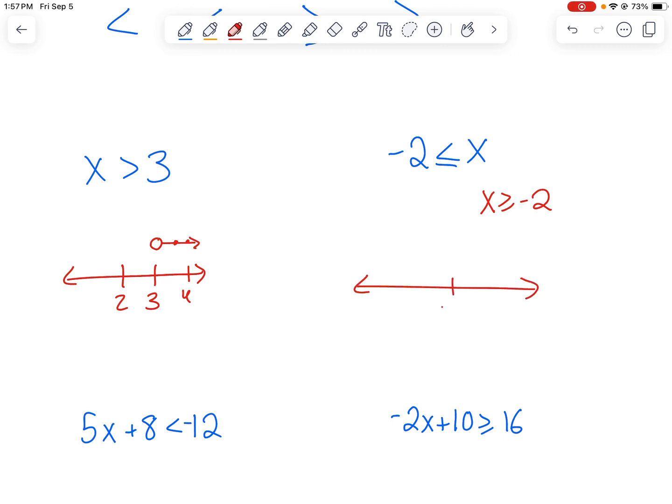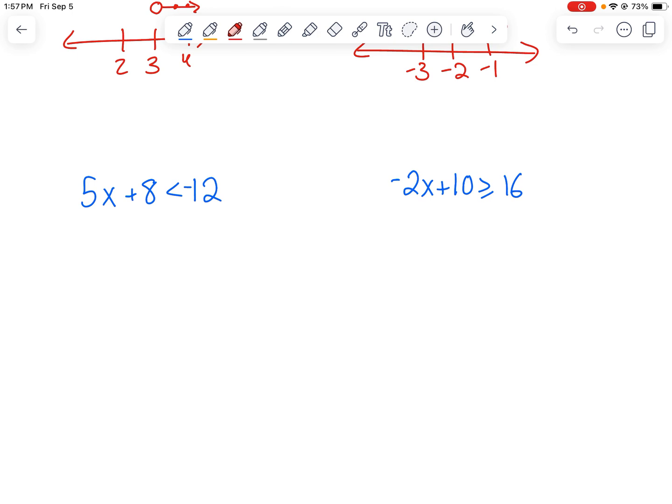On my number line, I'll have -2. -3 is to the left and -1 is to the right. Make sure you're going in the right direction. I'm including -2 as a value and choosing all of the values that are greater than -2 because -2 is less than or equal to x.